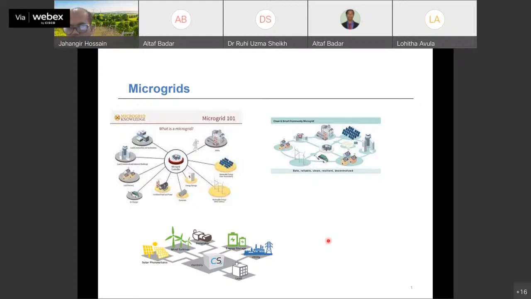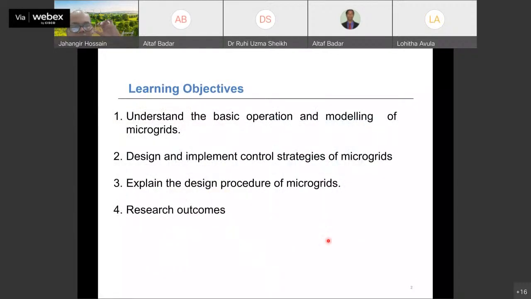If you would like to work either in your master's or PhD, or even if you are an academic, there are many challenges that you can work on in this area. So before starting, can I ask whether anyone here is working in microgrids? It could be DC or AC microgrid design, control, or feasibility analysis, or anyone interested to work in microgrids.